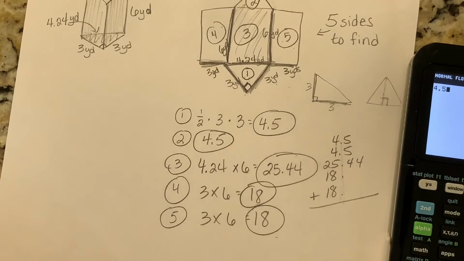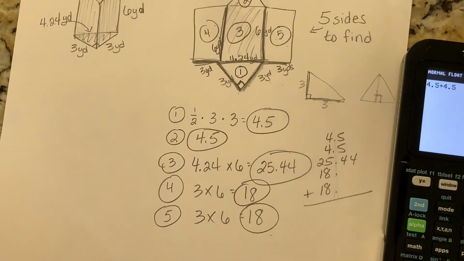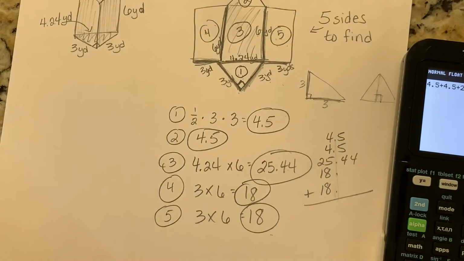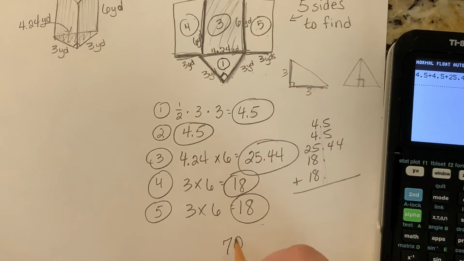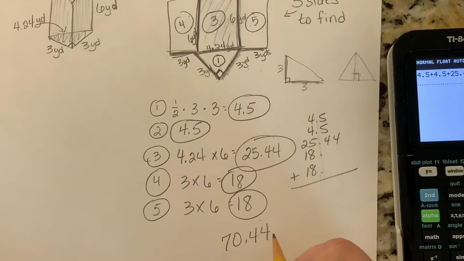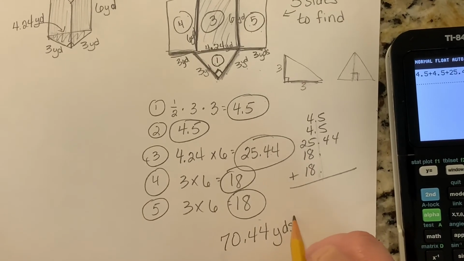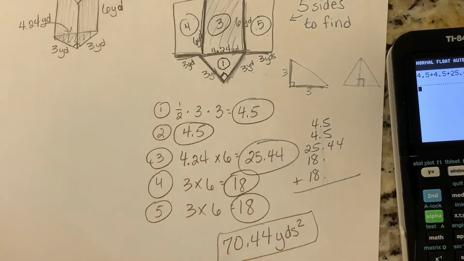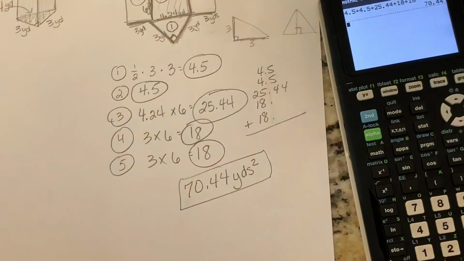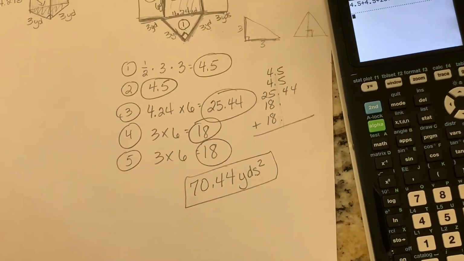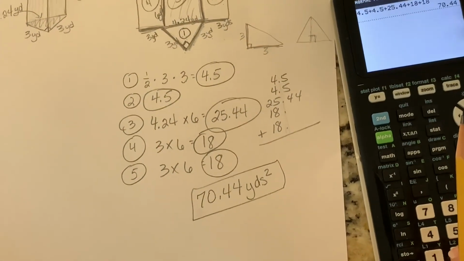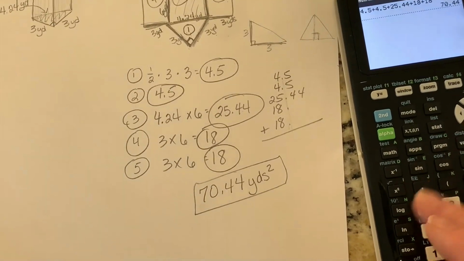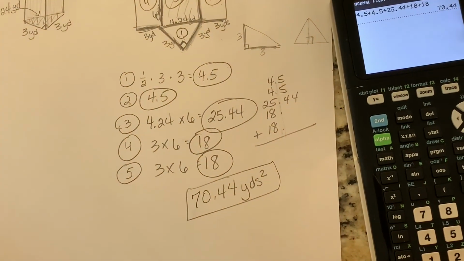So 4.5 plus 4.5 plus 25.44 plus 18 plus 18 equals 70.44 yards squared. Why squared? Because remember when we do area, we measure in square units. So there would be 70.44 square yards that would fit all across the surface of this triangular prism. Hope that helps.